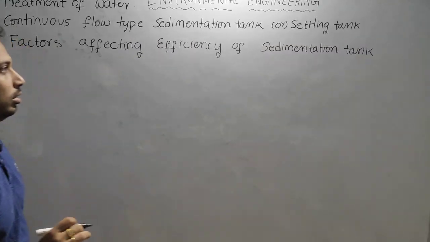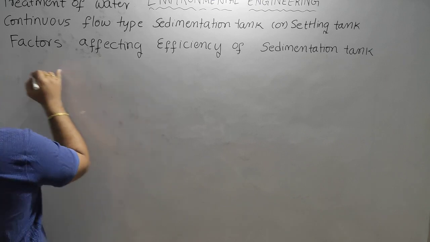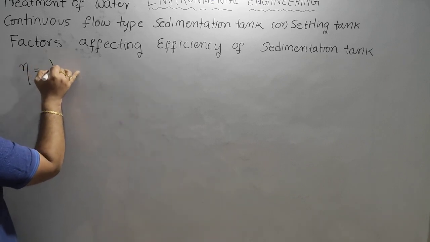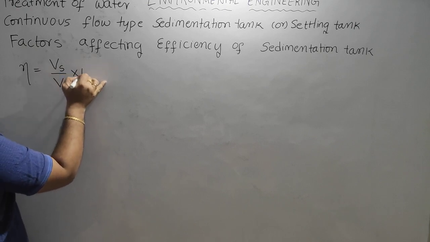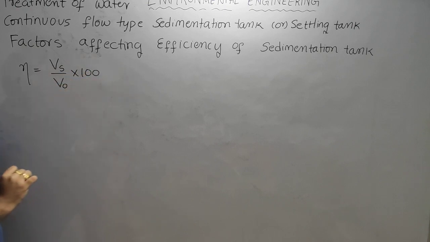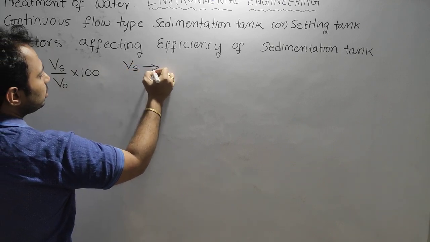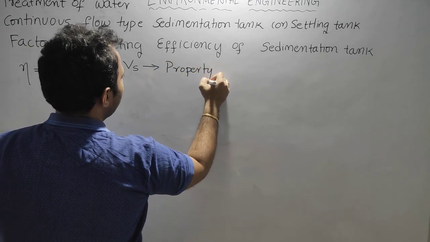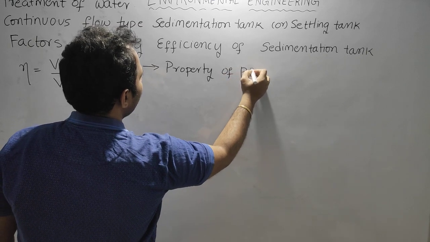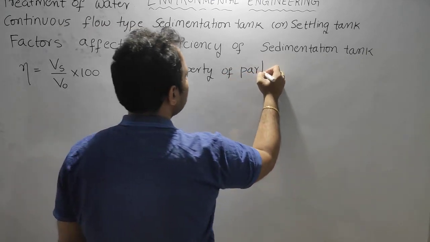What is the formula of efficiency? The formula of efficiency is eta equals Vs by V naught into 100. Here, Vs is the property of the particle. So, we have no control on the particle properties.